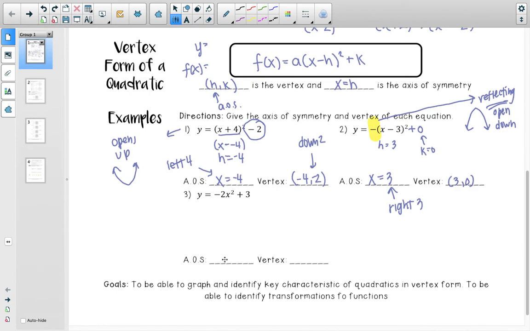Okay, on number 3, I would like you to figure out the axis of symmetry, or try to, and the vertex on your own. If you get stuck, obviously restart the video. But let's see what you can do. This x squared might throw you off. So I want you to find the x value, the y value, and which way does it open? Does it open up or does it open down? All right, go ahead and pause the video now.